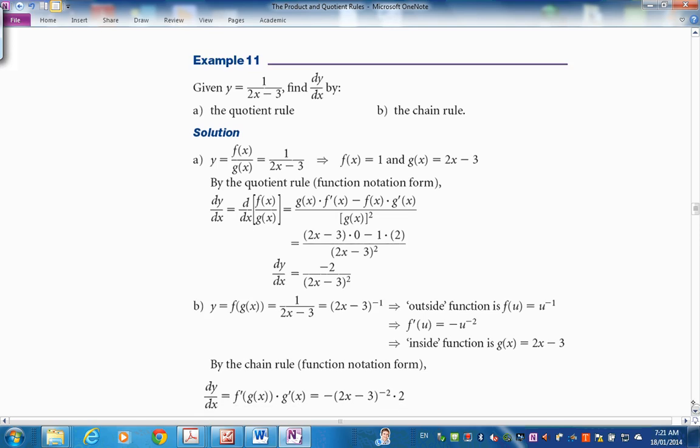Here we have example 11. We've got 1 on 2x take 3. Find the derivative by the quotient rule and the chain rule. Well, generally we don't do this. This is not really a quotient, it's a constant, isn't it? It will work. Okay, derivative of the top line is 0, by bottom line unchanged.